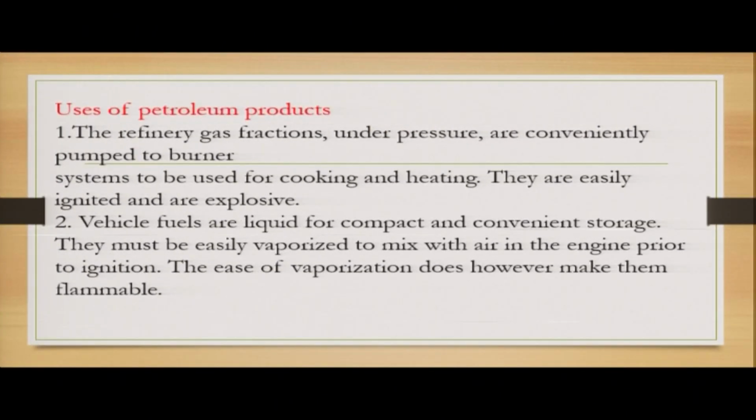So some uses of these products. Do you remember the products? We have seen lubricating oil, we have seen kerosene, there is naphtha, there is petroleum, there is natural gas, which includes a mixture of the alkanes like methane, like propane and butane, under those ones that are produced at the top of the column. So what are the uses of these? Some of the products, of course we are not going to look at all of them, but some of them. The refinery gas fractions under pressure are conveniently pumped to burner systems to be used for cooking and heating, and they are easily ignited and are explosive.